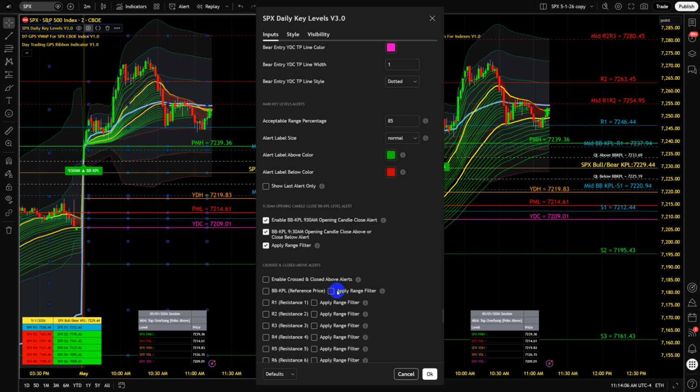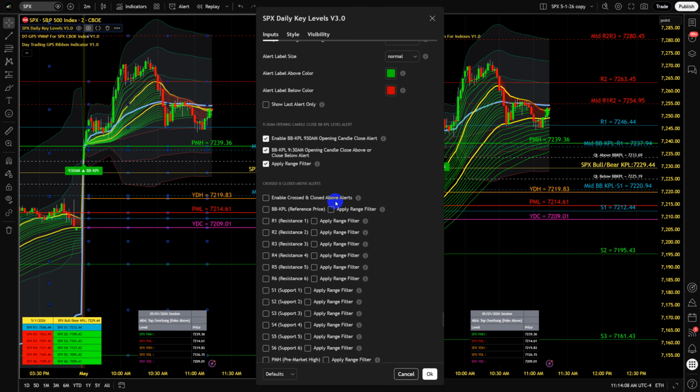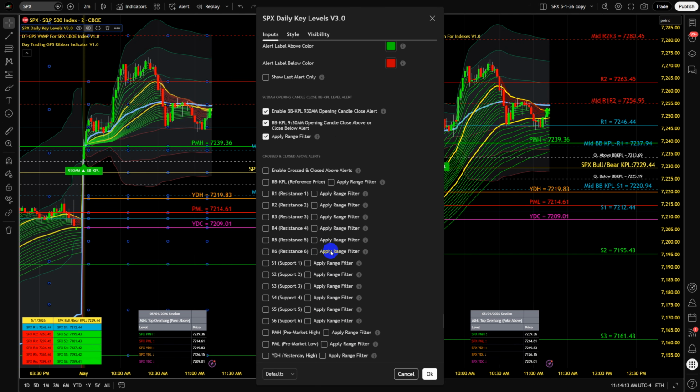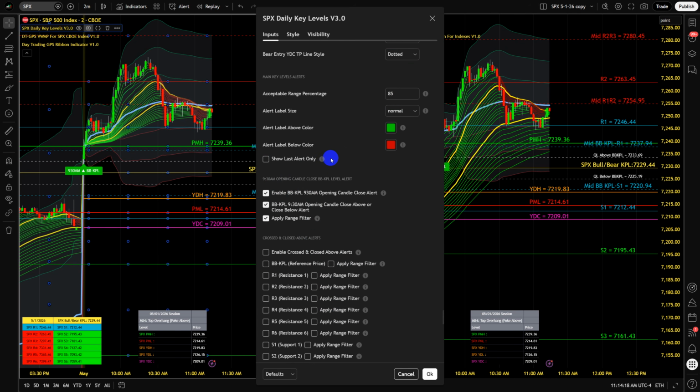This range filter can also be applied to other crossed and closed above alerts or crossed and closed below alerts as well. Those are turned on separately. There's also a show last alert only, which is a decluttering filter, in which if you have these alerts set for multiple different key levels, this will declutter your chart, where it will only show you the last alert only for the particular alert type and the particular level for each one.